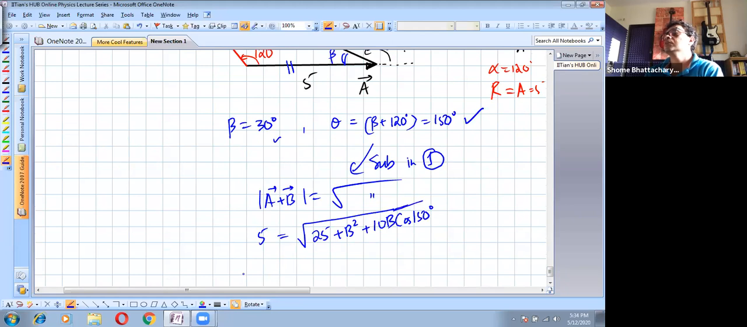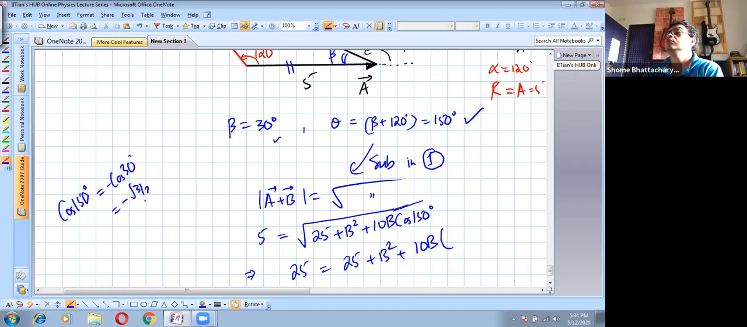Okay. So square both the sides. So 25 is equal to 25 plus B square plus 10B. Now cos 150 is how much? Cos 150, second quadrant, is minus cos 30. So it is minus root 3. Right? So minus root 3. Right?